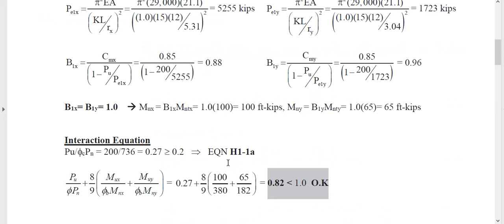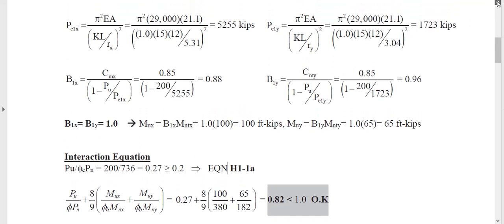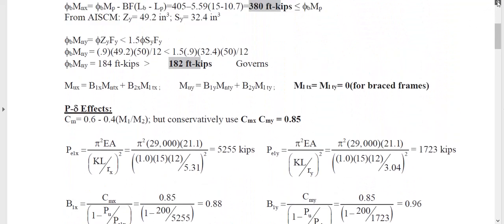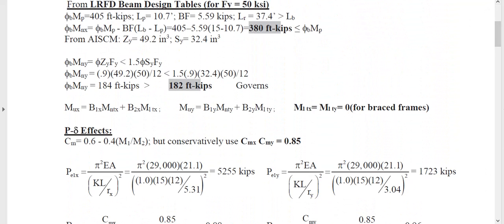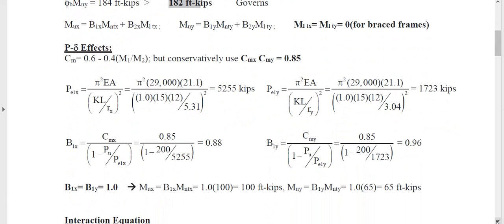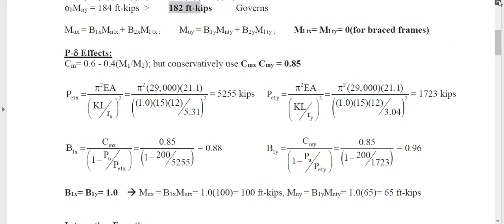Now something to note from this example is, number 1, Cmx and Cmy we will use 0.85 to be safe. Number 2, we saw that B1x and B1y cannot be less than 1. Less than 1 means we are decreasing our calculated moment, which we cannot. So at least 1. That is the second thing.